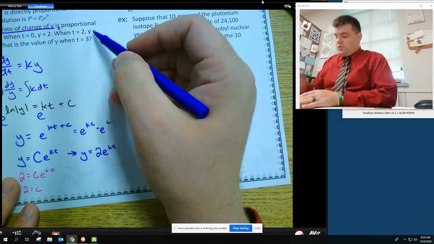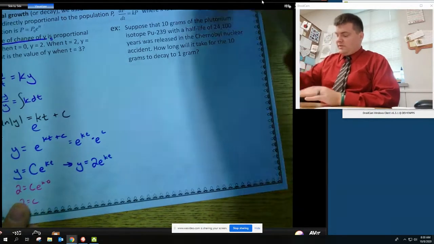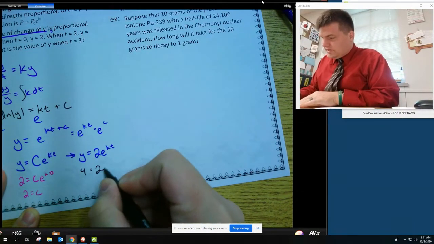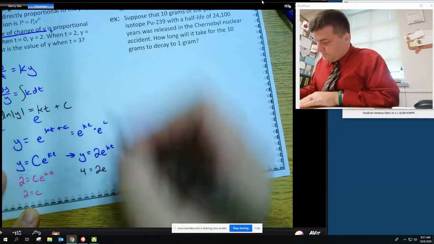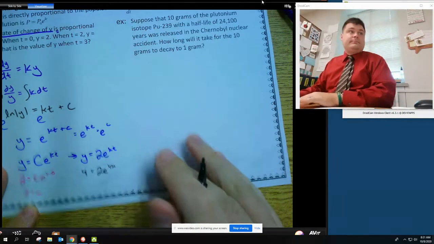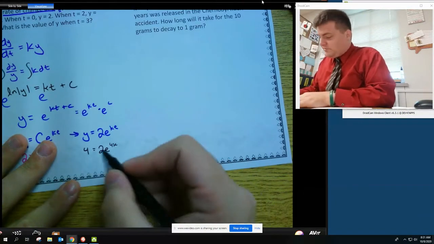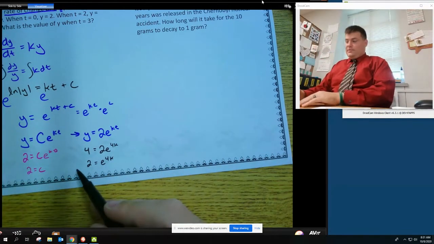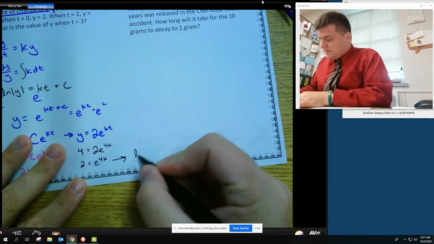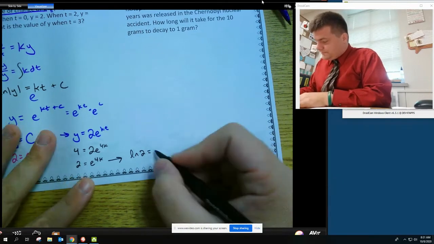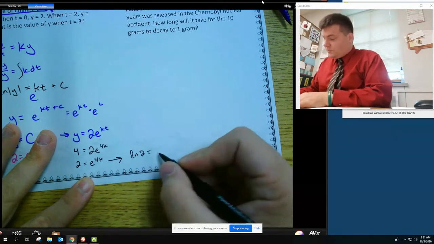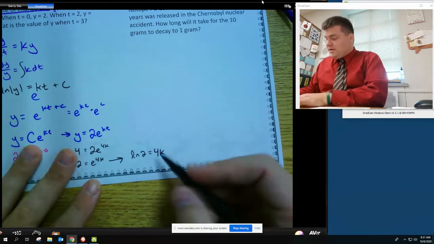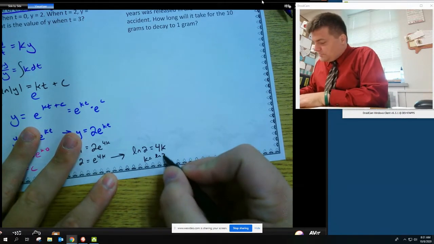Now when t is 2, y is 4. So I'm going to do that work right here. So y is 4, 2e to the, and then t is 4, 4k. I'm going to solve for k here. We'll divide by 2. I'm going to get 2 equals e to the 4k. If I take ln on both sides, I'm going to get ln of 2 equals ln of e to the 4k, which is just going to be 4k. You've got to be sharp on your ln properties here. So k is going to equal ln of 2 all over 4.